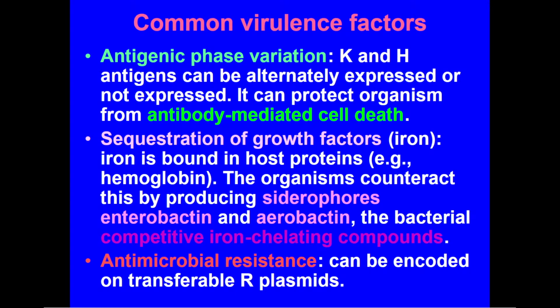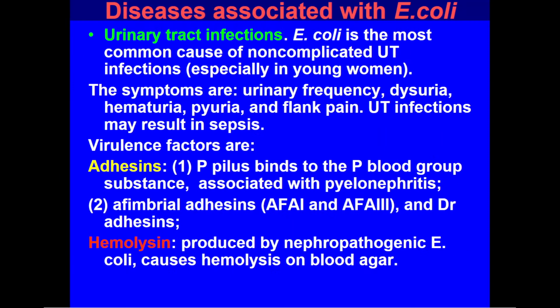Then you know that bacteria also may produce antibiotic resistance. This antimicrobial resistance can be encoded by the R plasmid, so they resist drugs. Now let's take a look at E. coli as a very important member of the Enterobacteriaceae family. What kind of infections may it cause?